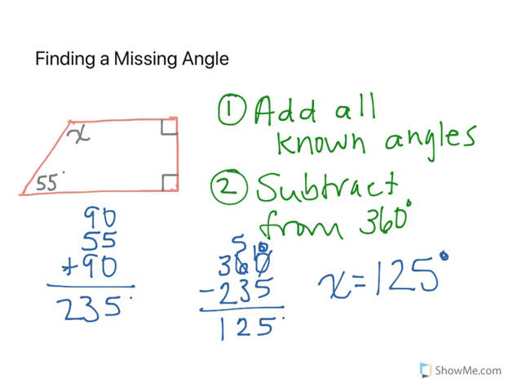So we can use this information about 360 degrees in a quadrilateral to find a missing angle. So suppose we have this trapezoid shape. It has two right angles, a 55-degree angle, and an unknown angle. In order to find the missing angle, we would add all the known angles, 90 plus 55 plus 90 equals 235, and then subtract from 360. 360 minus 235 equals 125. So angle X is 125 degrees.